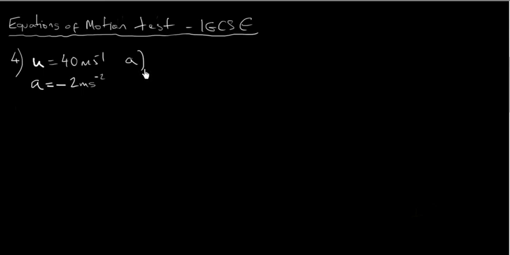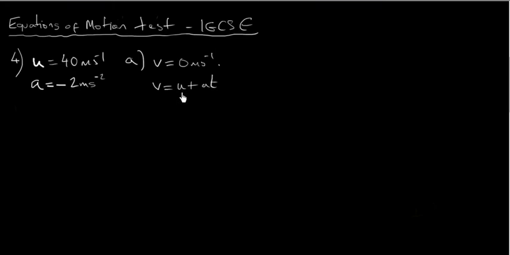It says how long does the train take to come to rest. So it seems that we only have two variables, but it says that it comes to rest. So therefore in part A we know that v is equal to 0 since it comes to rest. So then we have three things and they ask us for how long, so that's the time. We've got v, u, a, and we want t, so that should be v equals u plus at.